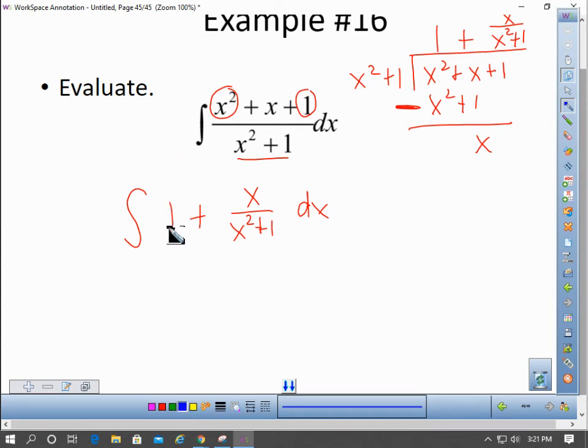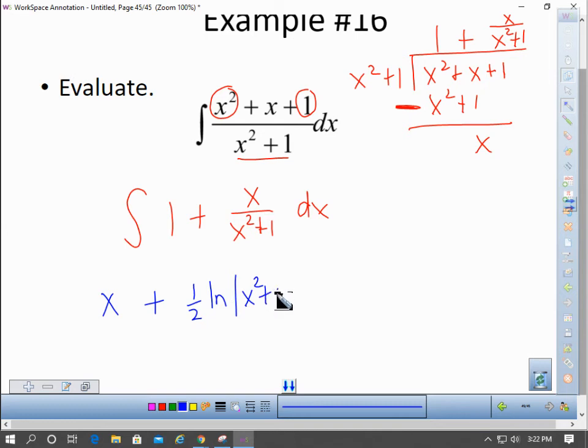The antiderivative of 1 in terms of x is going to be x plus, and then this one I might need to do a little bit of work because it's x over x squared plus 1. So this might be where I do a little bit of u substitution, or I could use an idea: what's the derivative of x squared plus 1? Well, that's 2x. I've got everything up here but the 2. So this is actually 1/2 the natural log of x squared plus 1.